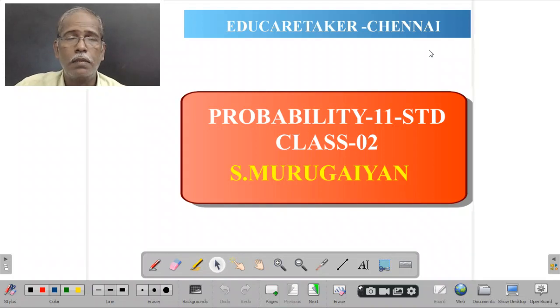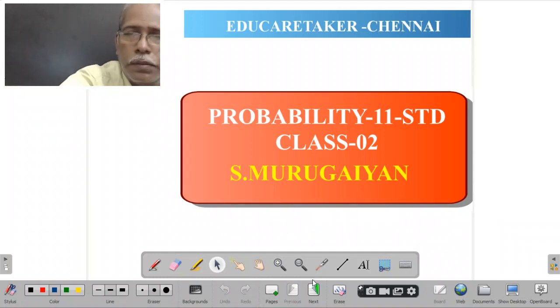So in this session, let us continue probability in 11th standard mathematics. This is session number 2. In the last session, that is session number 1, class number 1, we discussed exercise 16.3 and the first 4 questions. Let us begin with this session and question number 5 of the same exercise 16.3.